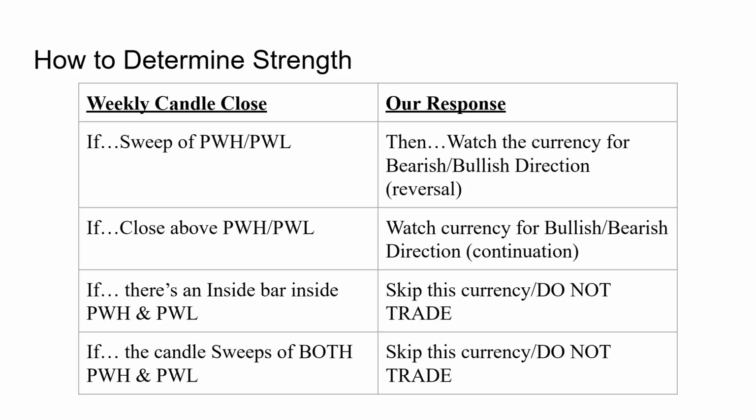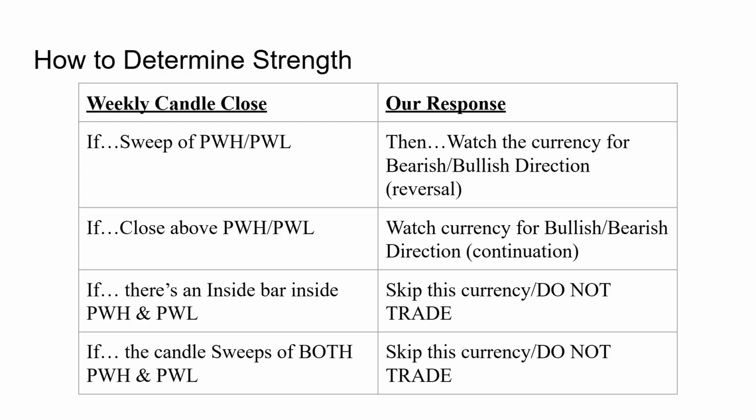So how do we determine the strength of a candle or get our bias? On the weekly futures chart, if the weekly candle sweeps the prior week high or prior week low, so it goes above it and then closes below it, then we anticipate that being a reversal. So if it sweeps the prior week high or prior week low and then closes inside of it, we expect price to frame a reversal off of that price action. If the price closes above the prior week high or below the prior week low, then we watch for a continuation. So we expect the price to continue to drop.